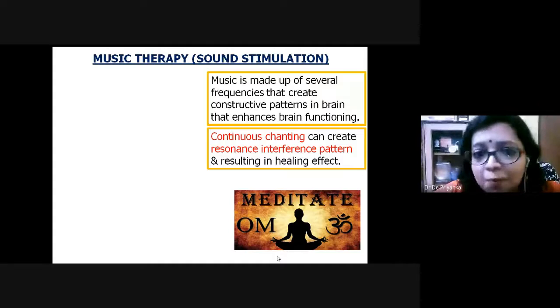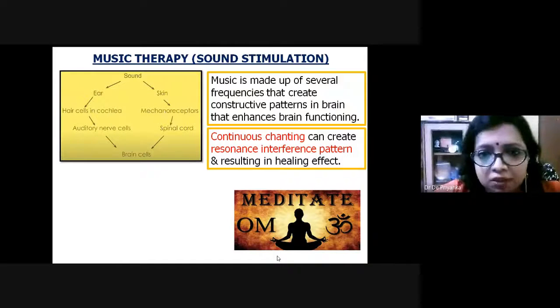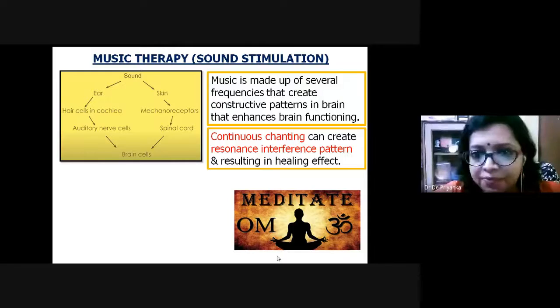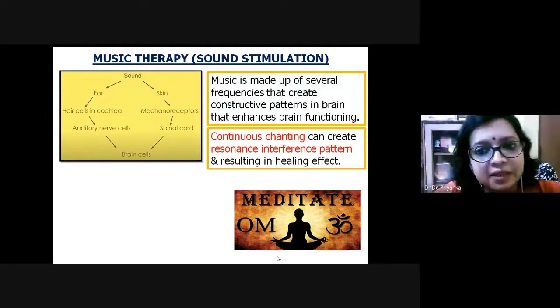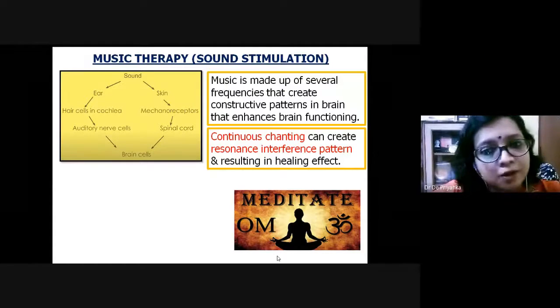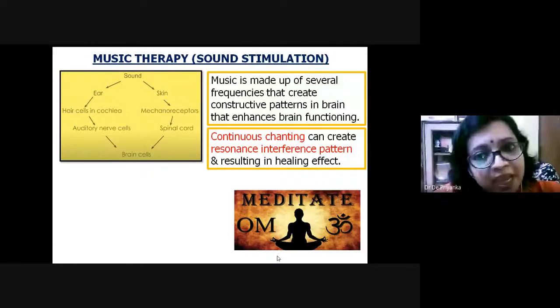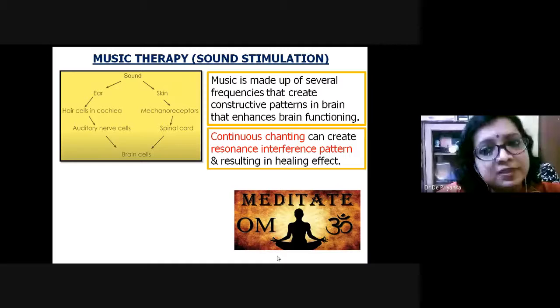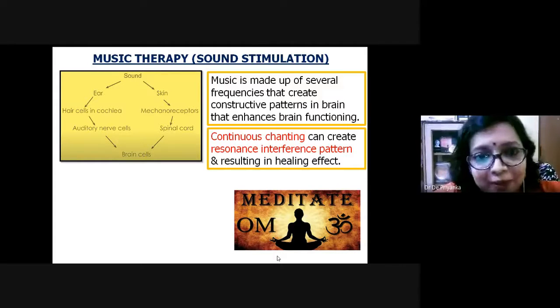Why is it so? Because we know when we have a sound, it reaches the ear through the mechanosensory hair cells, and ultimately through the auditory nerves to the brain cells. And through the skin sensations, it goes through the spinal cord to the brain cells. So if pain is coming through those mechanoreceptors all throughout the spinal cord, reaching the brain cells, then music and pain should be coming through a similar type of platform.